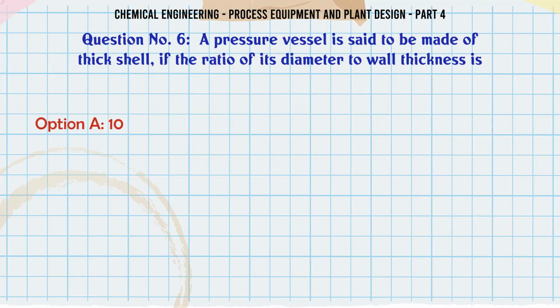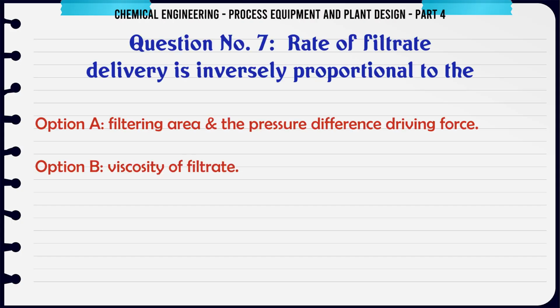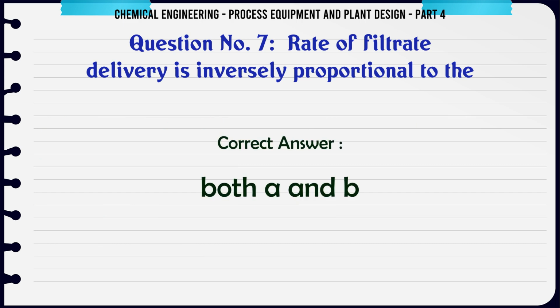A pressure vessel is said to be made of thick shell if the ratio of its diameter to wall thickness is: A) <10, B) >10, C) <20, D) >20. The correct answer is <10. Rate of filtrate delivery is directly proportional to A) filtering area, the pressure difference driving force, B) viscosity of filtrate, C) cake and filter medium resistance, D) both A and B. The correct answer is both A and B.